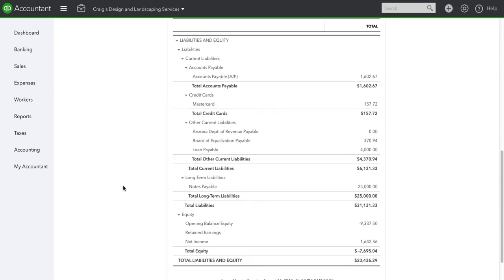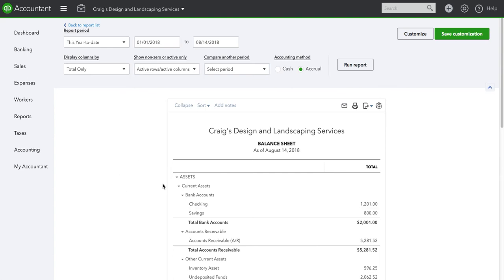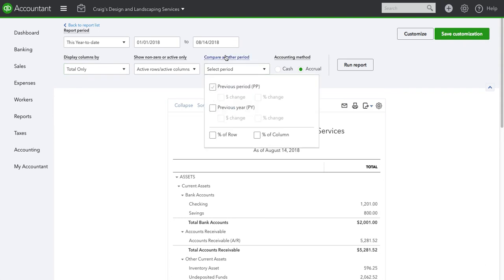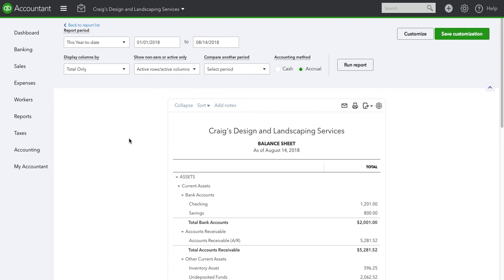And here's the balance sheet. This is a sample file, so these numbers are sample numbers, but nonetheless, let's look at the options we have going on here. At the top, we have the date range, and then we have here where we can see the report in columns by days, weeks, months, quarters, and so on. You can compare your reports to previous years or periods, and you can see the percentage of each row or column.